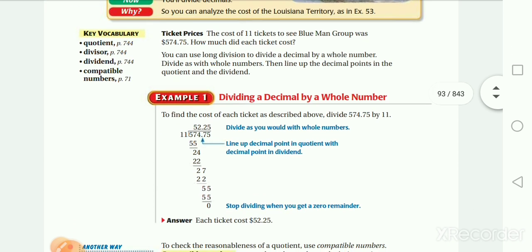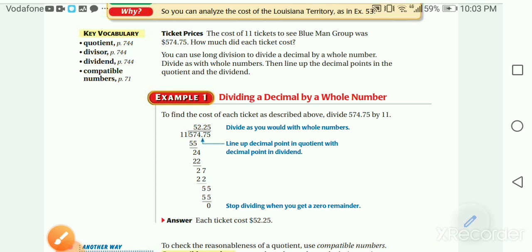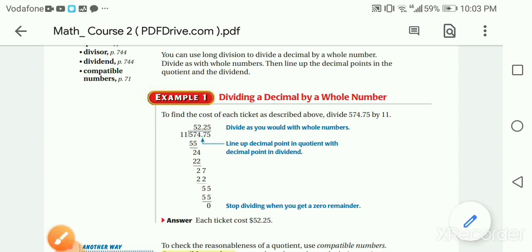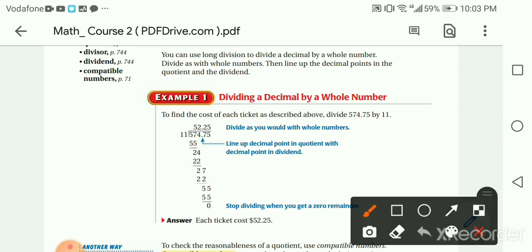Remember, in the division I have something called what? Dividend. Do you remember the dividend? And the divisor and the quotient? Okay. So, to find the cost of each ticket as described above, divide 574.75 divided by 11. So, I have here, as you see, 574.75. Divide as you would with whole numbers, the same as the whole numbers, I mean.